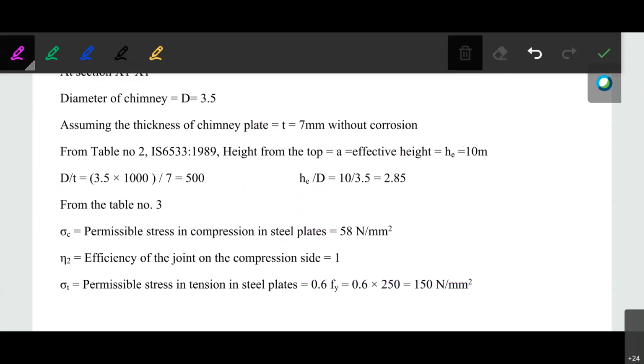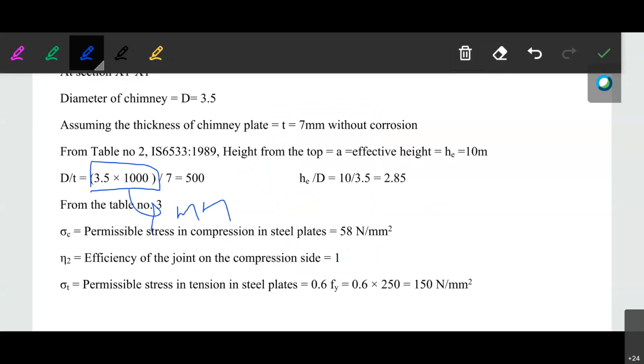Here the diameter is the same at the top and at the bottom, therefore the average diameter of the chimney will be equal to 3.5 meter. Therefore the value of d will be equal to 3.5 multiplied by 1000, converting it into mm.